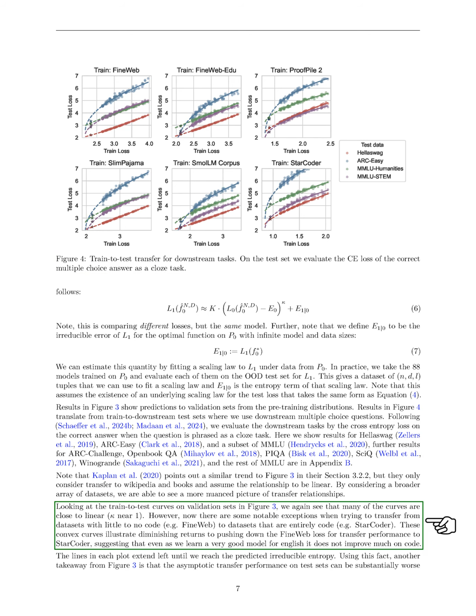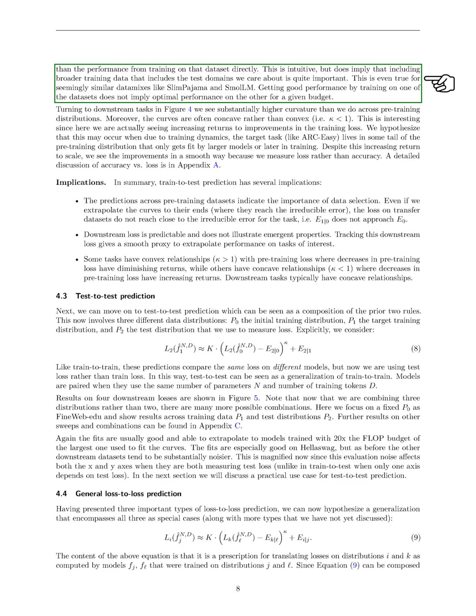We observe that many transfer curves are close to linear, but there are exceptions when transferring from datasets with little code to those that are entirely code. These exceptions indicate diminishing returns in performance, suggesting that training well on English does not significantly improve performance on code tasks. Additionally, we find that the asymptotic transfer performance on test sets can be worse than training directly on those datasets. This highlights the importance of including diverse training data that encompasses the test domains we care about.